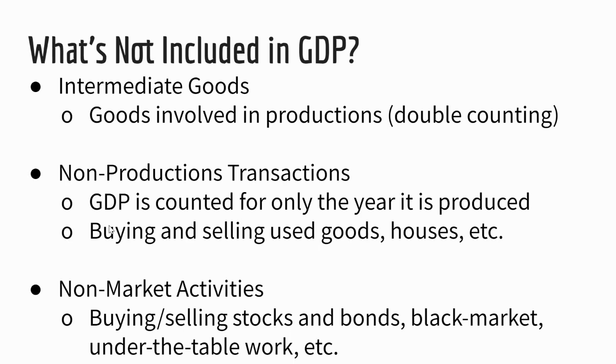Okay. The next thing that we exclude is non-production transactions. Okay. So again, in our definition of GDP, these are the monetary value of things that are produced in that time period in Canada. So anything that is being resold. Okay. Again, I use the terminology of used. Anything that is sold used doesn't get counted because it's already been counted when it was actually produced.